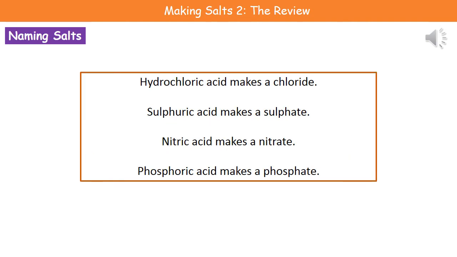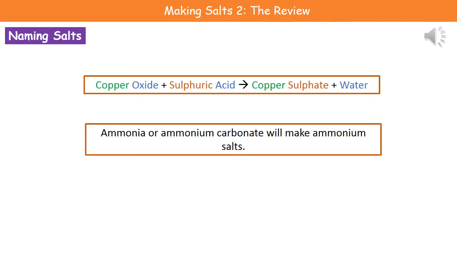We do need to know how to work out the names of the salts we're making. So we've got four important rules we need to remember here. If it's hydrochloric acid, then the name of our salt will always end in a chloride. If it's a sulfuric acid that's reacting, we'll always make a sulfate. Nitric acid always makes a nitrate, and phosphoric acid always makes a phosphate. So make sure you learn those four acids and the names of the salts that they will make.